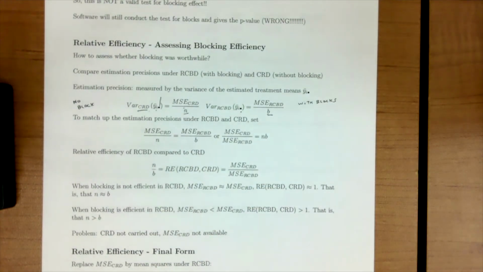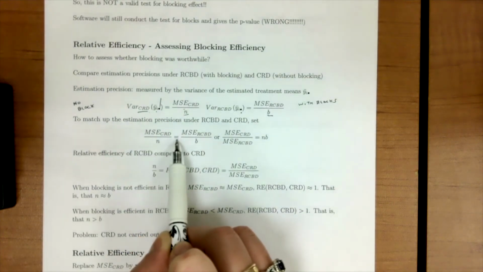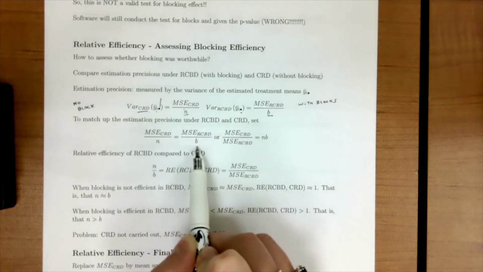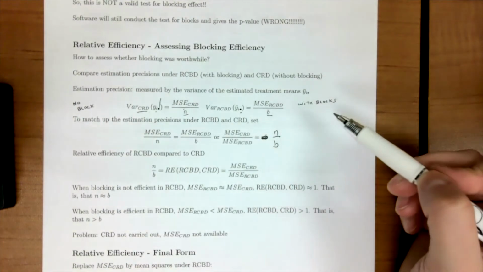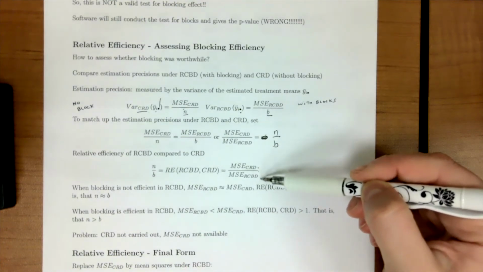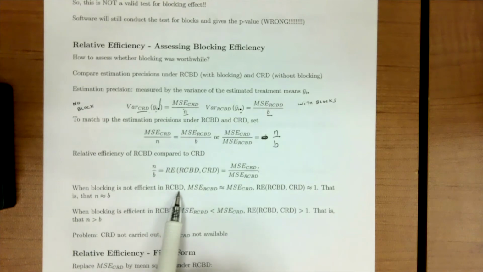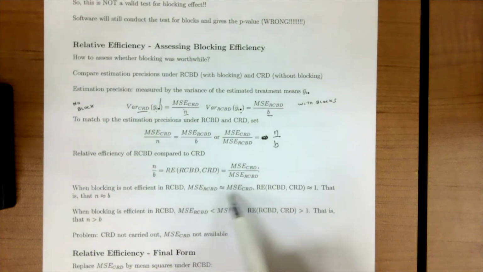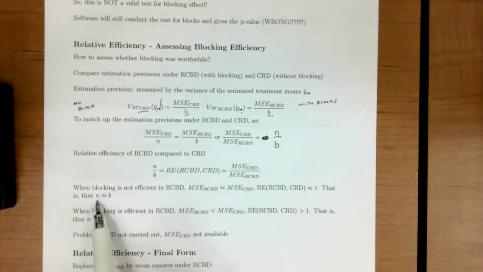Okay, so the relative efficiency of the RCBD compared to the CRD would be: the MSE divided by n is going to be equal to the MSE of the RCBD divided by b. Another way we could look at this is through here. All it is is the ratio of the completely randomized design MSE divided by the randomized complete block design MSE. And so when blocking is not effective in a randomized complete block design, then these two MSEs are going to be pretty close to each other, or the ratio pretty close to 1. And so our number of replicates is going to be roughly equal to the number of blocks.